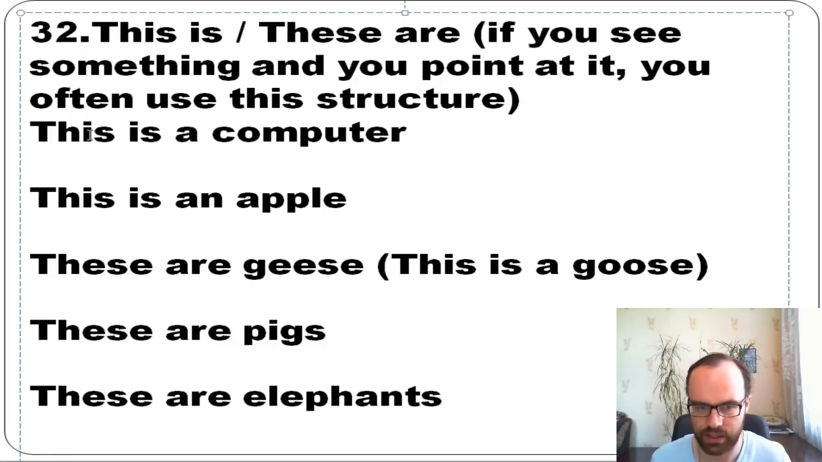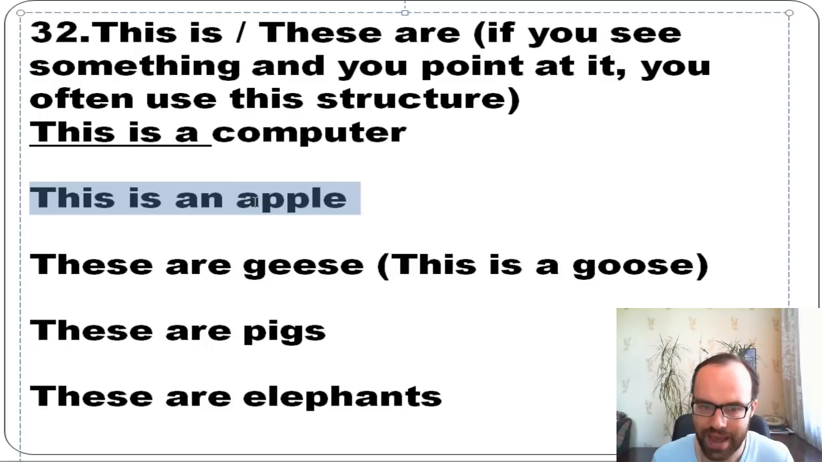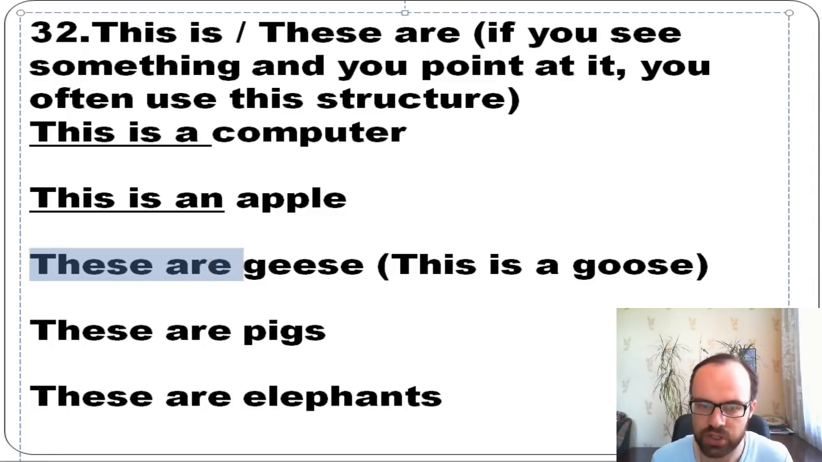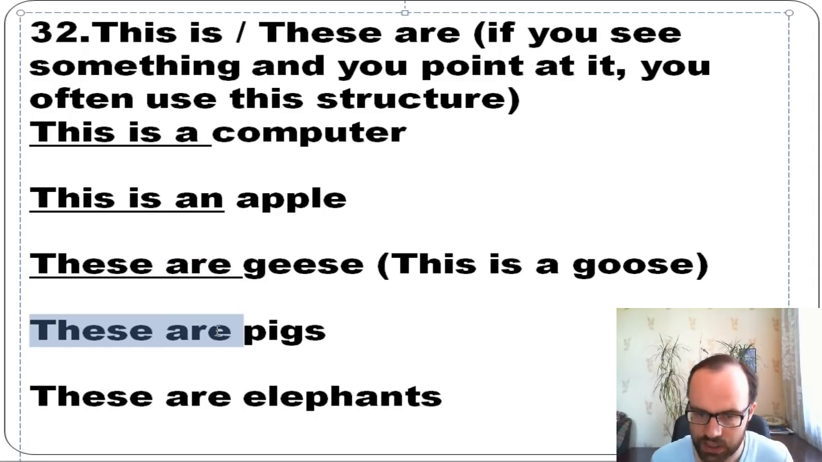This is a, or this is an. This is a computer. This is an apple, because this is an apple. If it's more than one, you use these are. These are geese. So it's many, maybe 2, maybe 3, who knows. This is a goose. These are pigs. These are elephants.